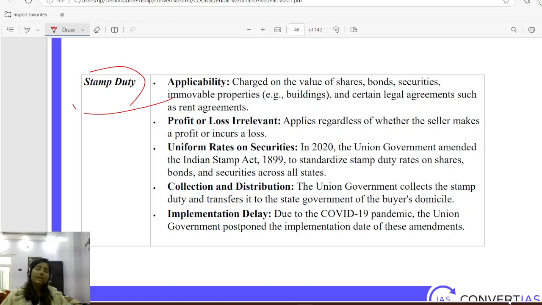Stamp duty: if you are purchasing any property, that means government is taking you as a value investor, and government is thinking that you have a lot of money and you should pay some amount to them in the form of stamp duty. So it is a charge on the value of shares, bonds, securities, immovable properties, buildings, and certain legal agreements such as rent agreements.